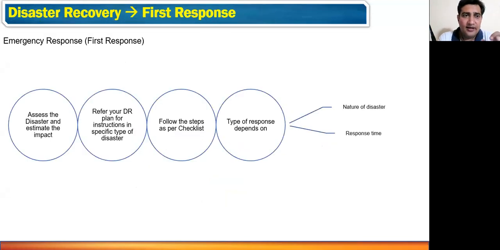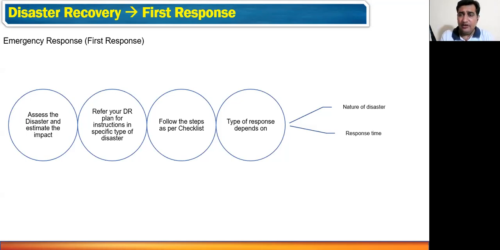Okay, let's talk about the first response. Now, something went bad today. Your server room is on fire. Who will be the first responder? Somebody from the disaster recovery team will be responsible to immediately act. What will he do? The first thing he will do is assess the disaster and estimate the impact. How big is this particular disaster and how much is the impact? He will do his own assessment.